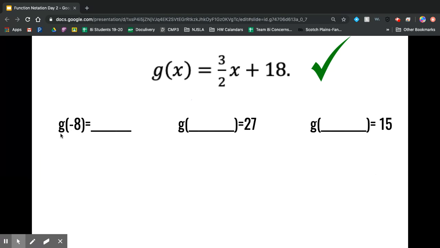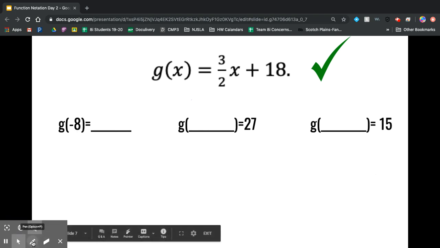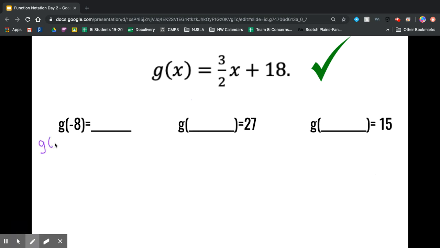This time we see that g of -8 equals something. We don't know what, so we're going to try to find what. When we're given the number inside, remember that's like them giving us our x value. So we're going to solve this just by substituting in that -8 anywhere I see an x in my equation. And that happens right here next to this 3/2. So I'm going to go ahead and write this out.